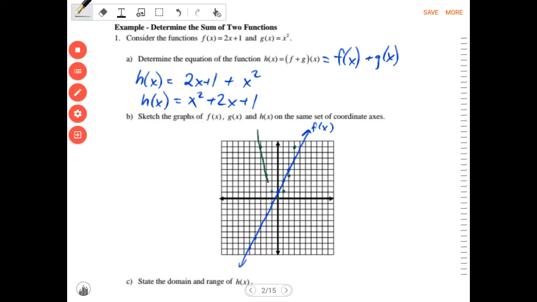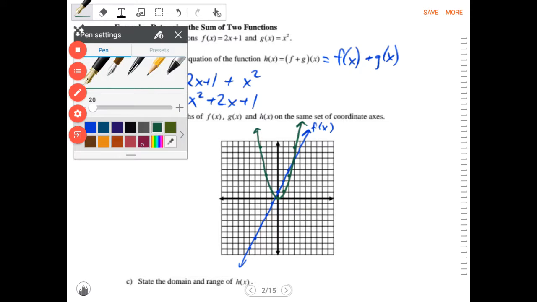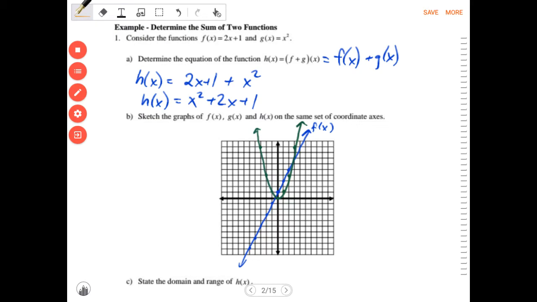Again, you don't have to do it that way. You can use a table of values or just whatever. Okay, so that's awful close right there. Okay, so now I'm going to draw in orange. Now orange is the sum of the two functions.